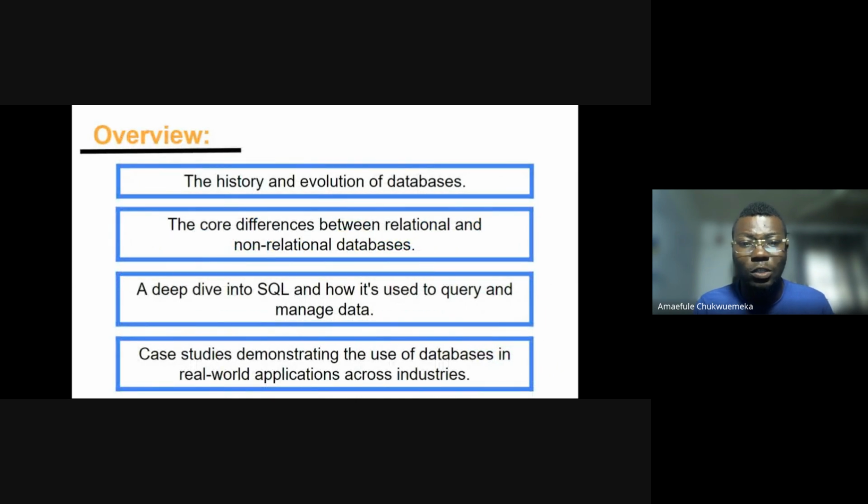First, we're going to start with looking at a bit of history on how databases have evolved. Then we will also look at the core difference between relational databases and non-relational databases, which are the two types of database that we have. And then we'll go deep into SQL, and we will also learn how to use SQL to query data, manage data, and how important it is to the entrepreneur, the business, and the organization at large.